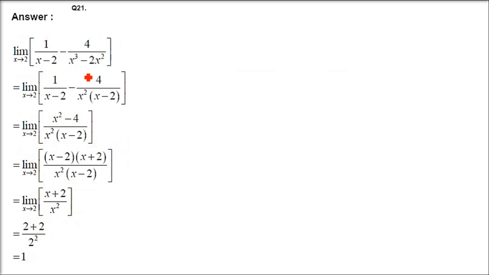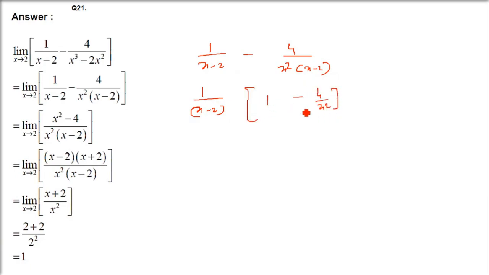Now question number 21. This kind of question we have already done. 1 by x minus 2. Here you can take x square common. So x square common, x minus 2 will be there. And now you take 1 by x minus 2, you have 1 minus 4 by x square. This will give you x square minus 4 by x square.